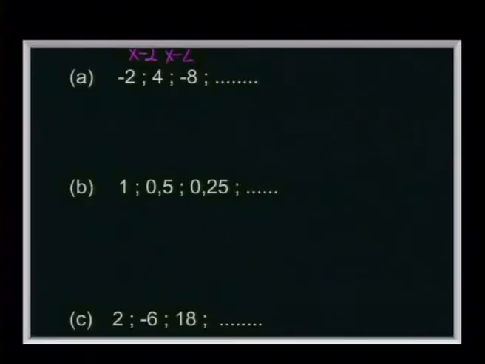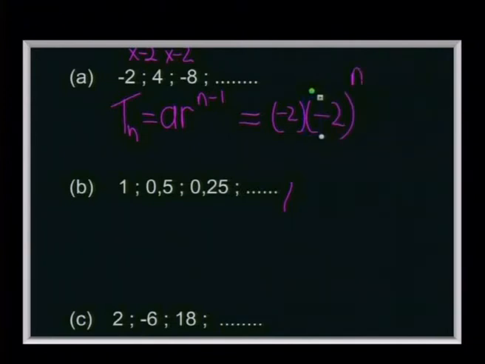Right, so we've established that we're dealing with a geometric number pattern, and what I'm going to do now is write down my general formula. So Tn is equal to a r to the power n minus 1. Right, so a stands for my first term, and my first term is negative 2. R is my common ratio, and my common ratio is also negative 2. And that is then to the power n minus 1.